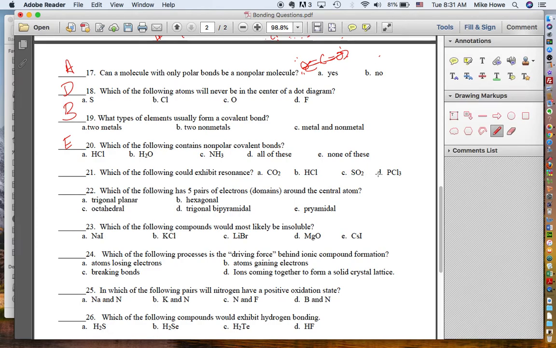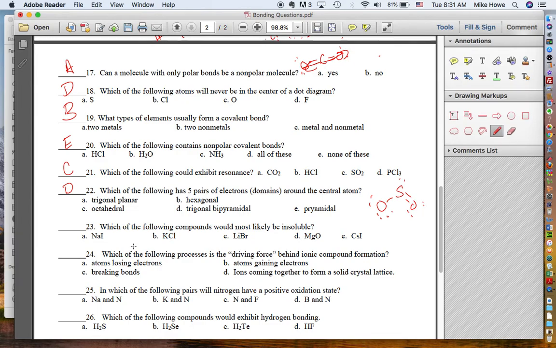Resonance is when there's more than one place to put a potential double bond. You need to draw the dot diagrams. When you do, you'll find this is a double bond in sulfur dioxide. And that double bond could have been on either side, so that's resonance. When there's more than one place to draw the double bond, it's resonance. Which one has 5 pairs or 5 domains around the center? That would be the trigonal bipyramidal.